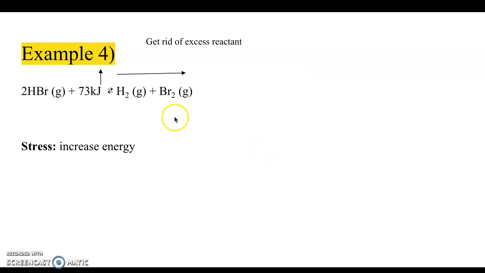When favoring the forward reaction, we're going to see an overall decrease in energy, so getting rid of that excess reactant, a decrease in hydrogen bromide, and we're going to increase the concentration of hydrogen and bromine gas.